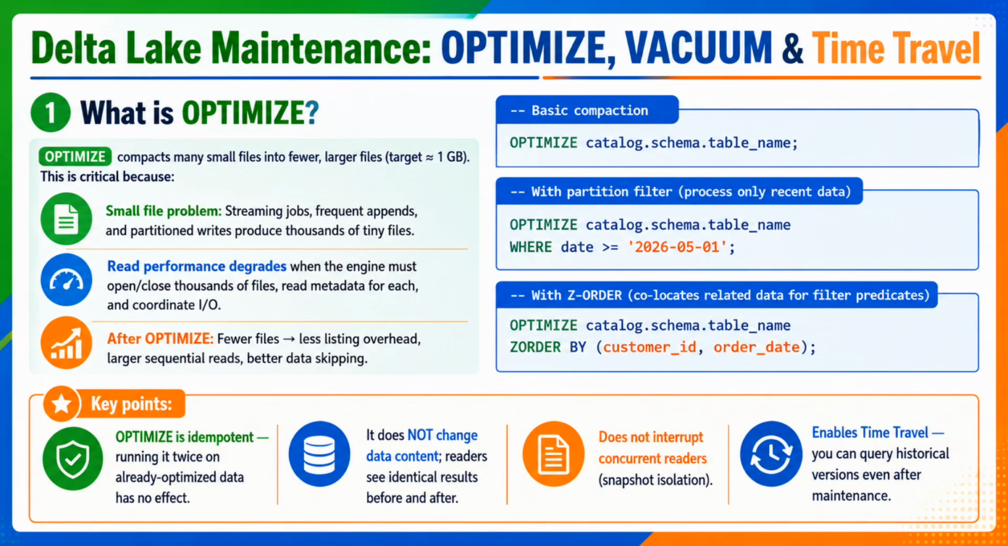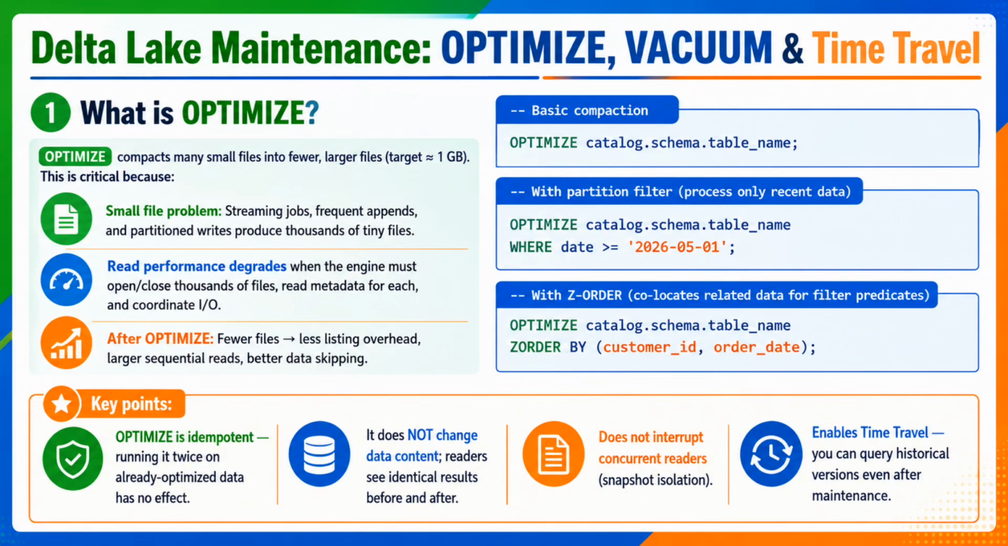As data continuously gets written into a Delta table, especially through streaming jobs, frequent appends, incremental loads, and partitioned writes, Databricks can create thousands of small files. This is commonly known as the small file problem. Having too many small files can negatively impact query performance. When a query runs, the engine has to open and close thousands of files, read metadata for each file, and coordinate a large number of I/O operations. All of this creates additional overhead and can slow down query execution.